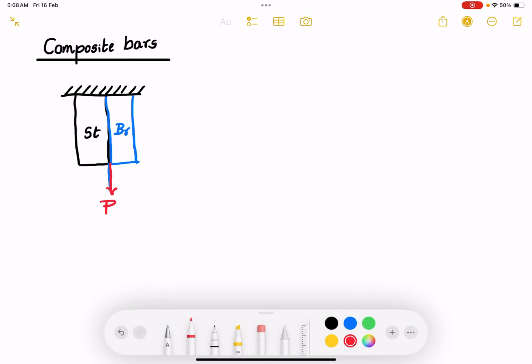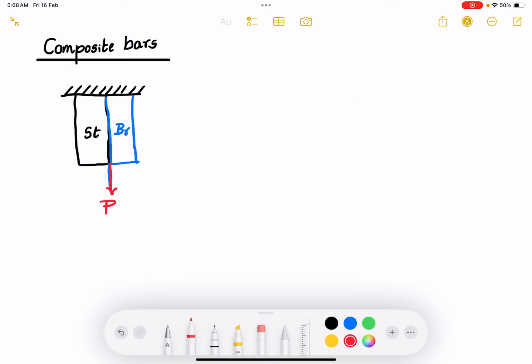So, load by definition is degree of interaction. More the degree of interaction, more the load. So, in this case, steel is going to interact with the load in a greater fashion compared to brass. So, steel is going to take more load, and therefore, steel is going to take more stress.